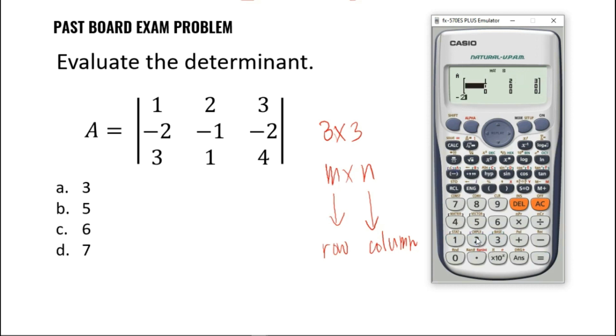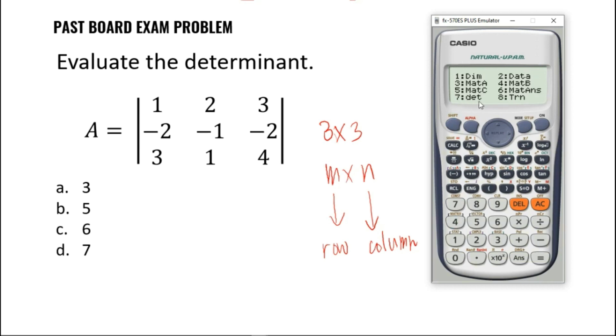And input natin lahat. You have here negative 2. You have here negative 1, negative 2, 3, 1, and 4. So input lang natin lahat ng data. Then check natin kung tama lahat. If tama na lahat guys, we can press AC here. So AC. So after pressing AC guys, punta tayo ng shift. Then matrix tayo 4. Then punta tayo ng determinant.